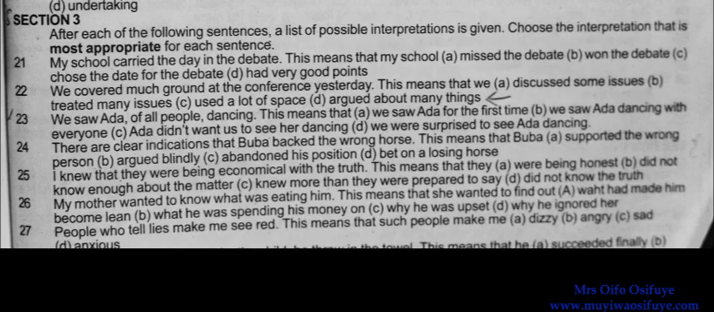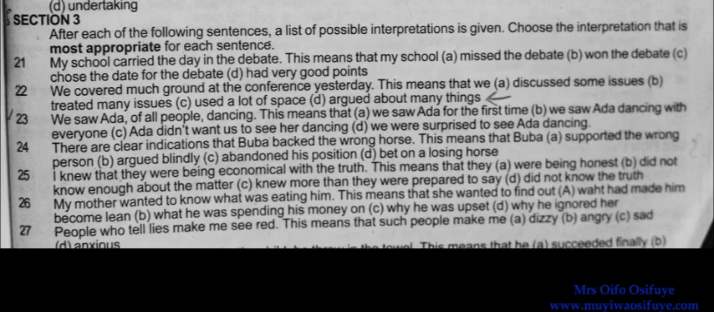This means that my school, option A, missed the debate. Option B, this means that my school won the debate. Option C, this means that my school chose the date for the debate. Option D, this means that my school had very good points. Again, option A, it means that my school missed the debate. Option B, my school won the debate. Option C, my school chose the date for the debate, while option D means that my school had very good points.